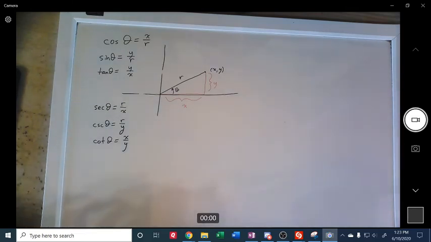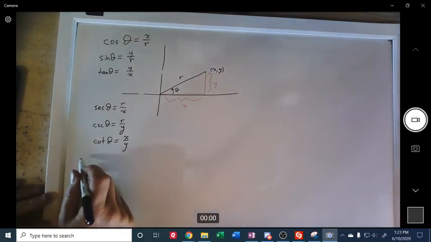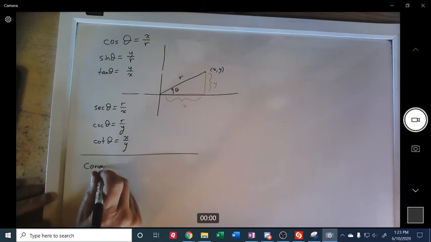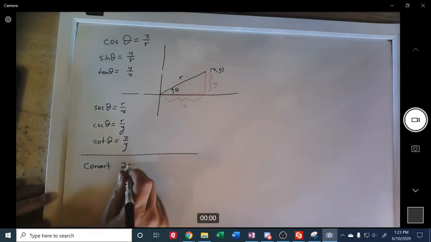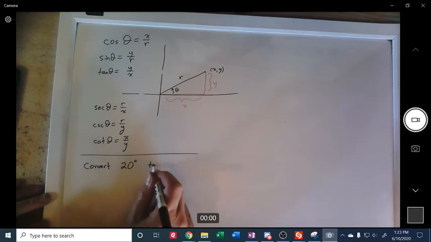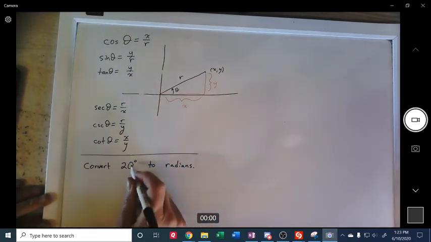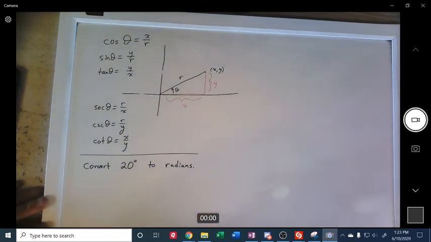The next problem I want you to look at is convert 20 degrees to radians. And let me give everybody a minute to do that.